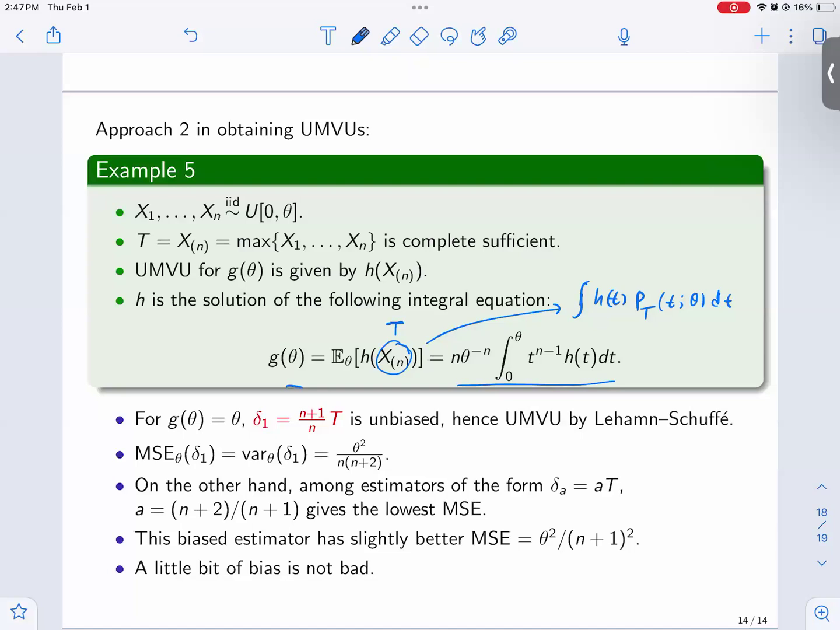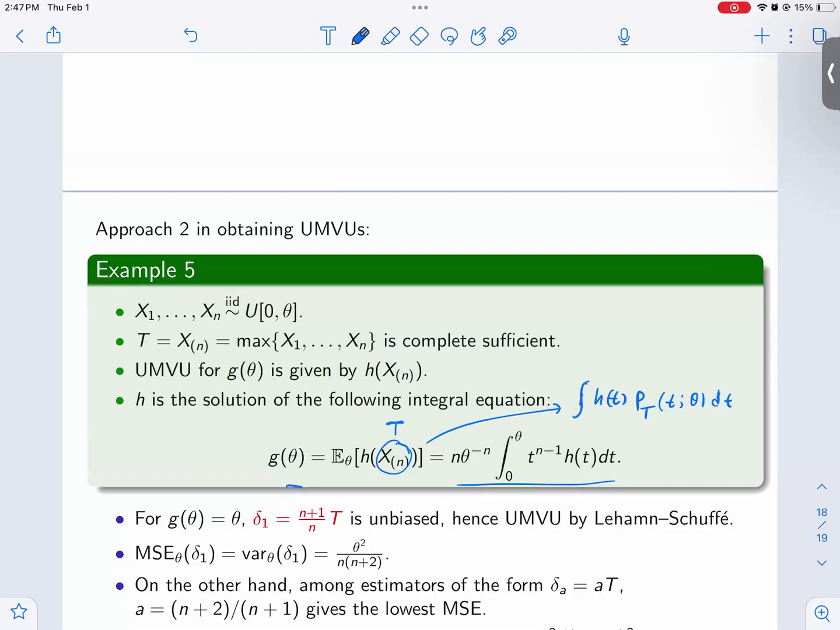I have g of theta, that's my prescription, whatever I want: theta squared, theta, whatever. And then this side is an integral of this. In this particular case, you know how to deal with this. So you multiply both sides by this one, so I get theta^n over n times g of theta is the integral from 0 to theta of t^(n-1) h(t) dt.